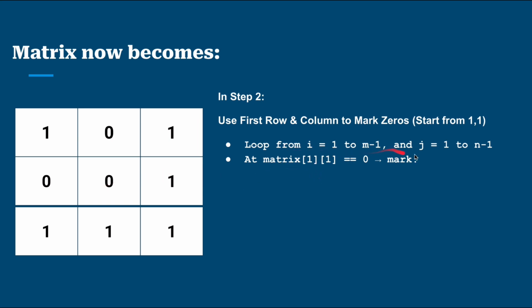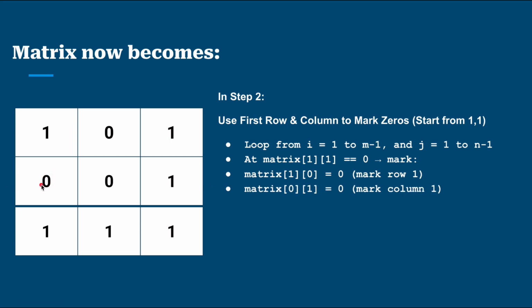And for that, this is the loop we have to make. So at matrix you have to set matrix at 1 1 is 0, that is already marked, or you can say let's mark it, and mark matrix at 1 0 is equal to 0, mark row 1, right? So 1 0 we have to mark. Similarly we have to mark the 0 1, right? So we have to mark row and column. So let's suppose if this is row and this is column, so we have to mark it.